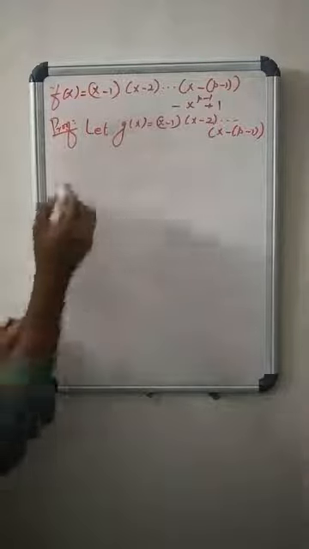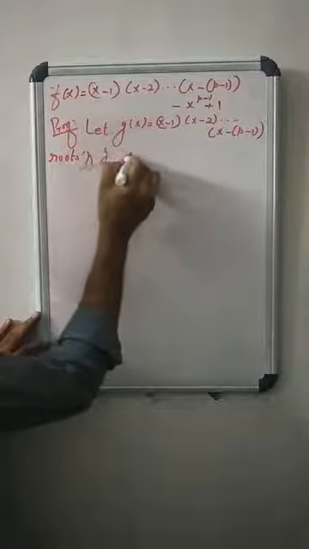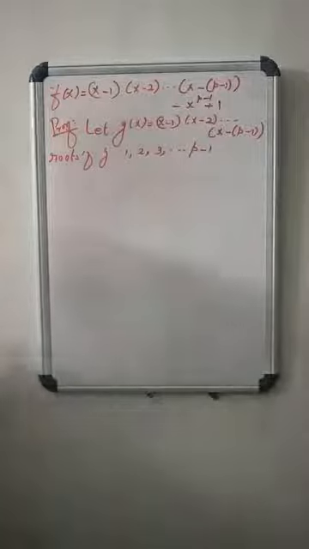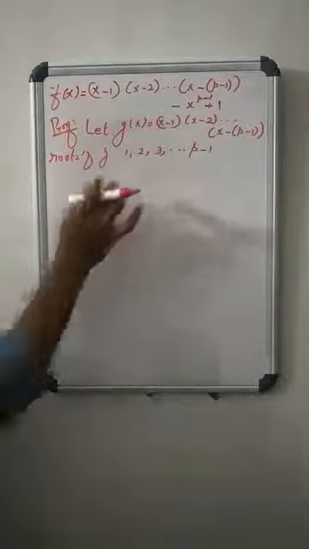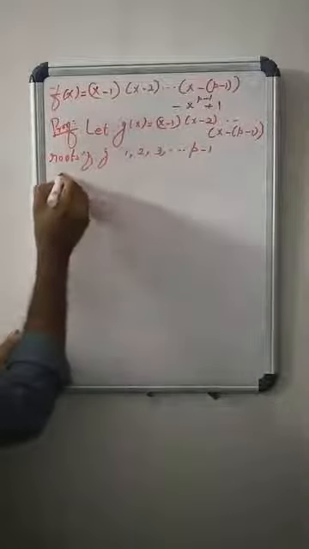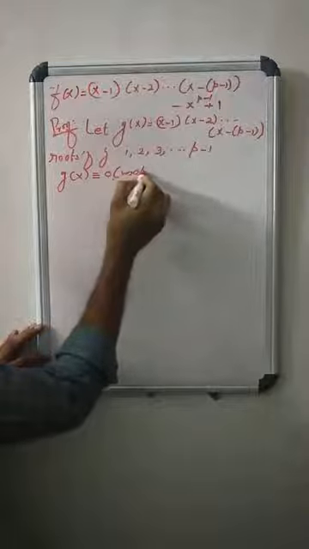Means the roots of g. What are the roots of g? Roots of g are 1, 2, 3, etc. to p minus 1. Okay. Means these 1, 2, 3, etc. to p minus 1 satisfy the congruence relation g of x congruent to 0 mod p. That is the linear congruence.